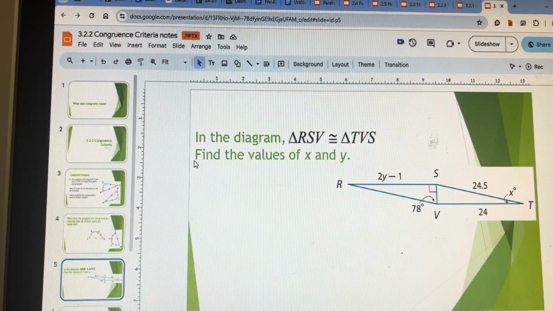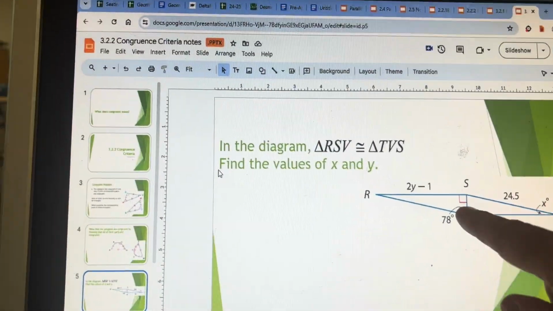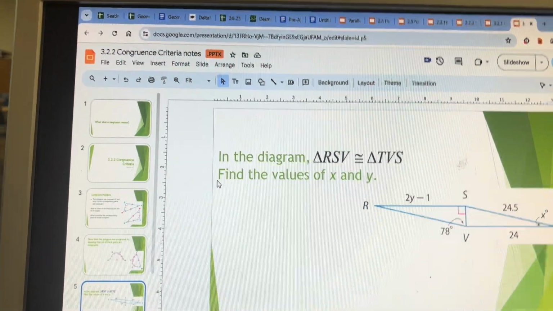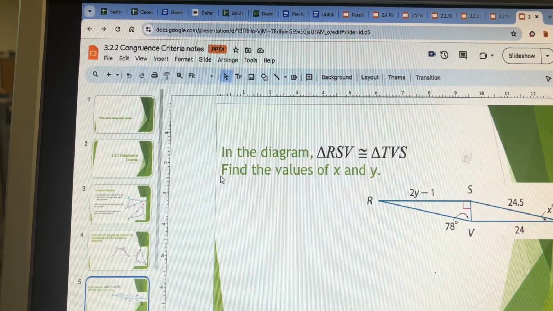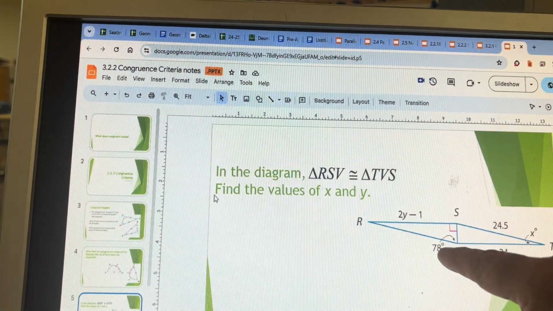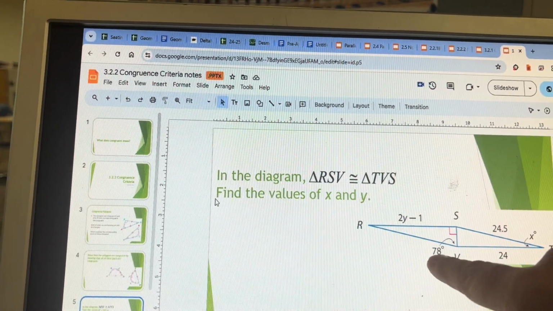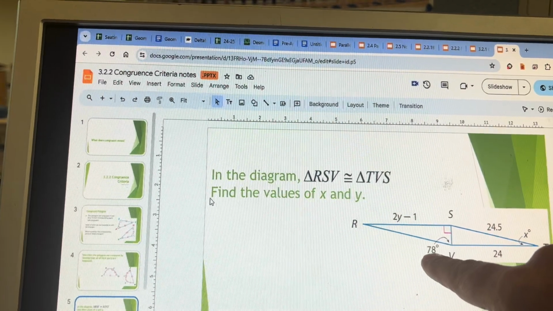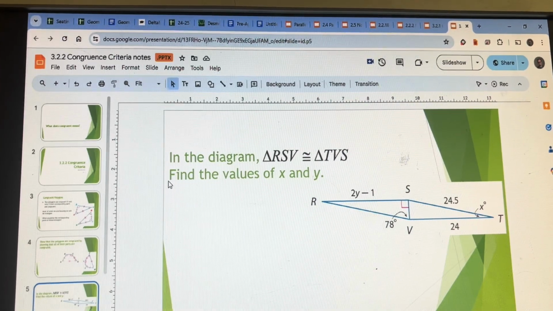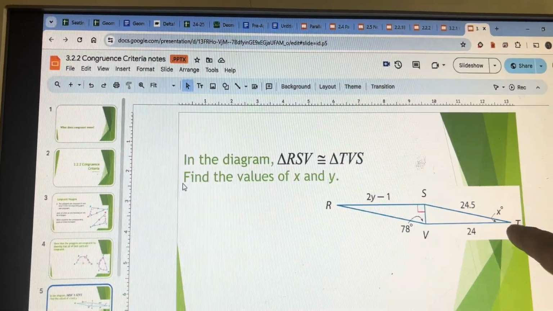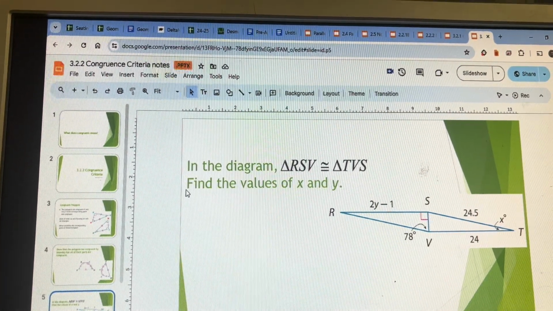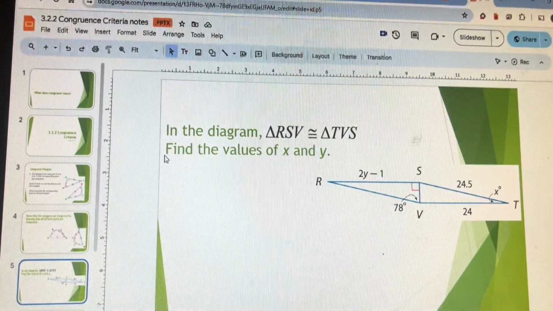Find the values of X and Y. This is 78, this is 90, meaning that this angle over here needs to be the rest of that triangle. We know they add up to 180. So 180 minus 90 is 90, and 90 minus 78 is going to be 12. So this is 12, so X is also 12 because it's the corresponding part. On this other one, we have 24 for this length. We have 2y minus 1. So this is 2y is equal to 25, so y is going to be 12 and a half.